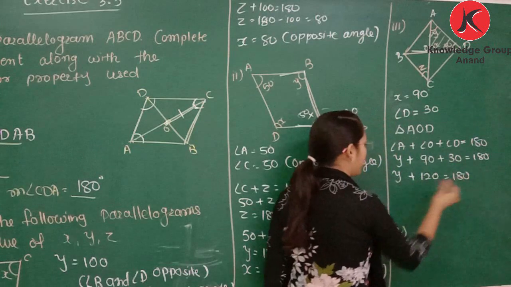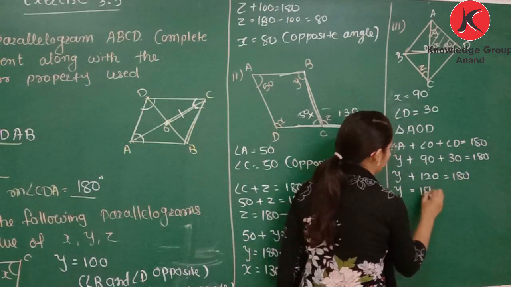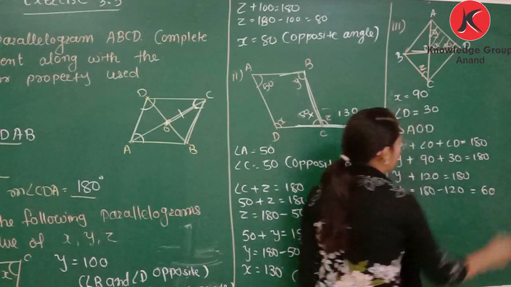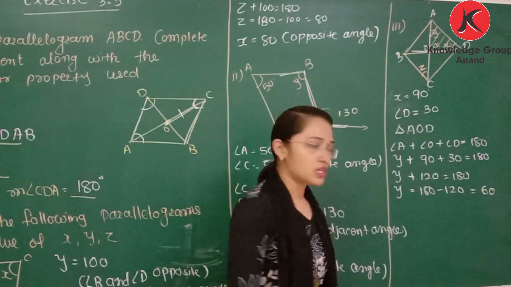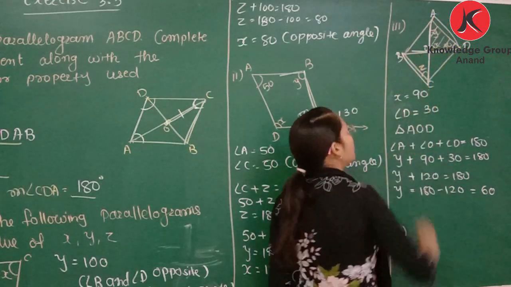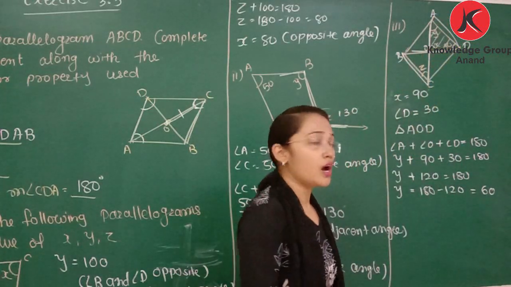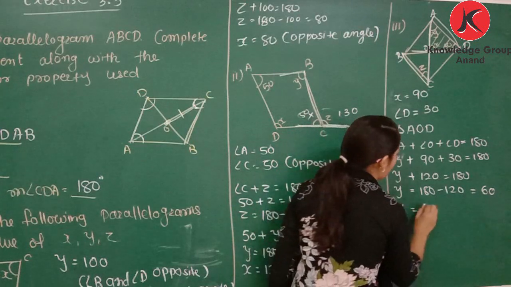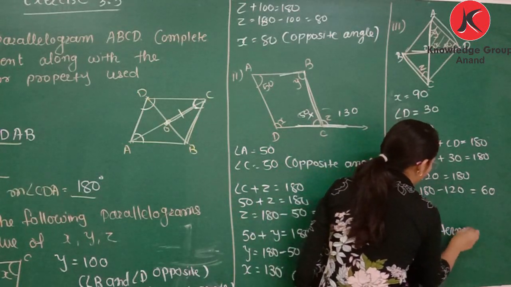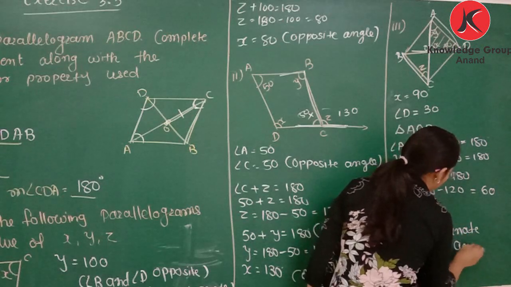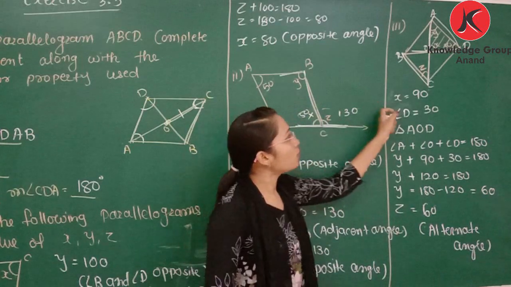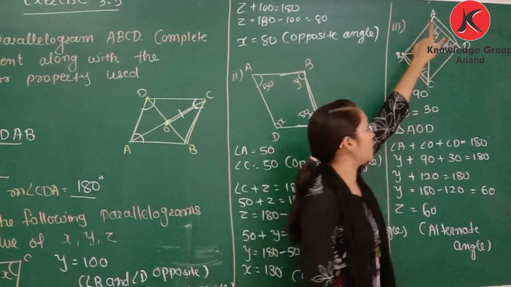Now 120 in a subtraction: 180 minus 120, that is 60. So what is angle Y? 60. Now you can see it is Z, which means it is an alternate angle. So Z is also 60 degree. These are alternate angles. Clear?